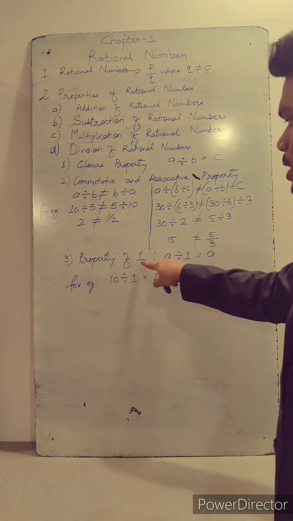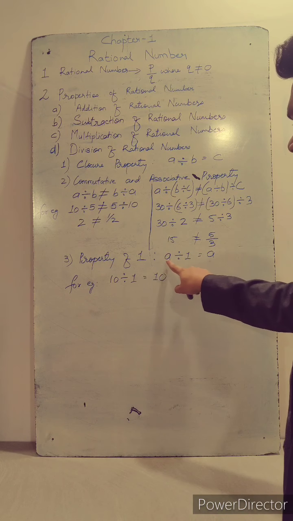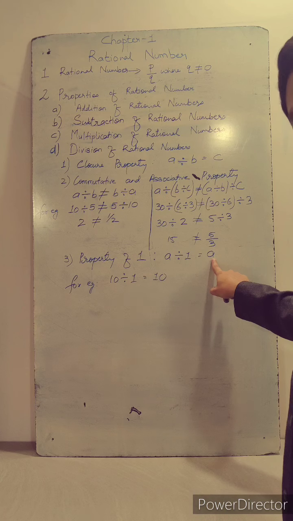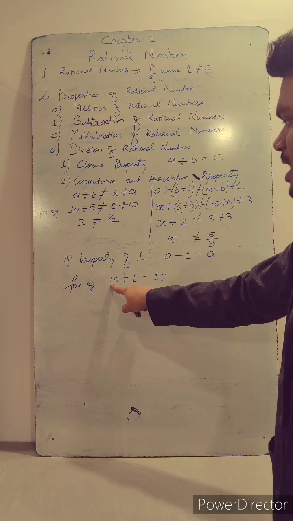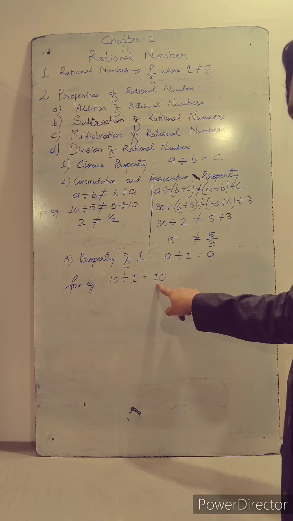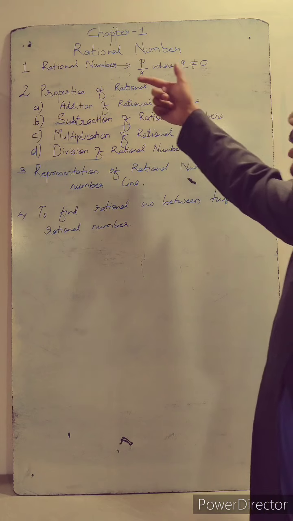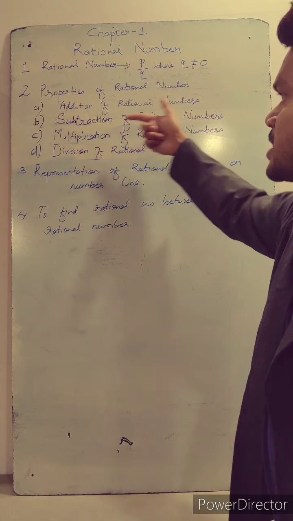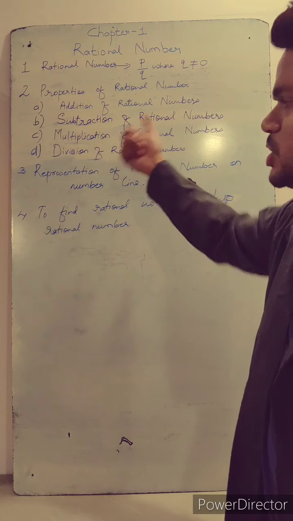Property number 3 is property of 1, which states that whenever a rational number is divided by 1, the result remains unchanged. That is, suppose we have a rational number 10 when divided by 1. There is no change in the answer. The number remains as it is, that is 10. So we have learned all the properties of rational numbers, which includes addition, subtraction, multiplication and division.